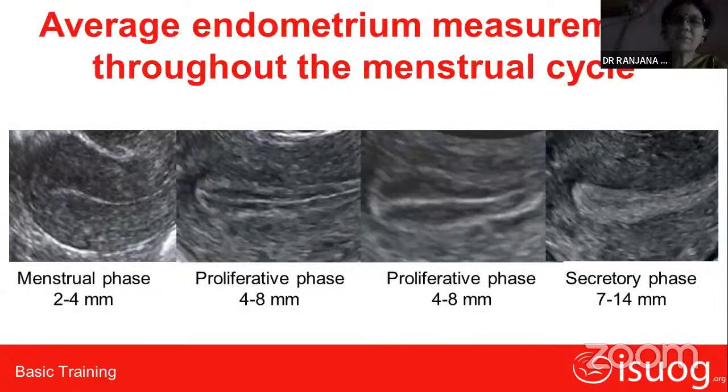The average endometrial measurement is in the menstrual phase 2 to 4 millimeter, proliferative phase 4 to 8 millimeter, in the late proliferative phase 4 to 8 millimeter, and secretory phase 7 to 14 millimeter. We should remember that in the proliferative phase, the endometrial thickness increases by 0.5 millimeter per day, but in the secretory phase, it increases by 0.1 millimeter per day.